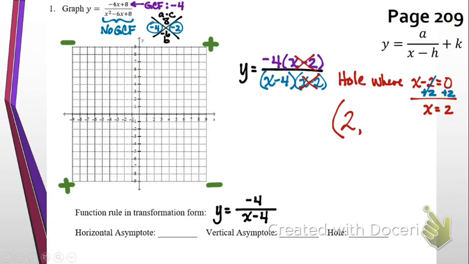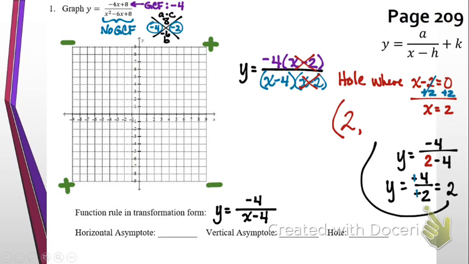How do I find the Y part of the ordered pair? Substitute. Y equals -4 over, we're going to put 2 in the place of X, and then -4. What is 2 minus 4? -2. So I have -4 over -2, which reduces to what? Close. Negative divided by negative gives me? Positive. So I have a positive 2 here. So that gives me the other part of this ordered pair. So my hole is at 2, 2.